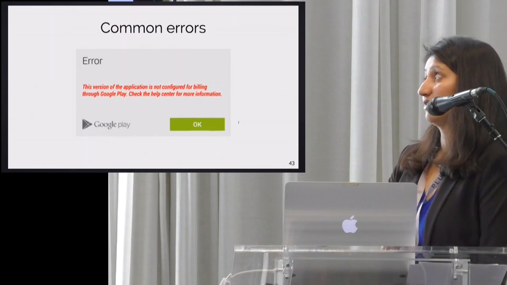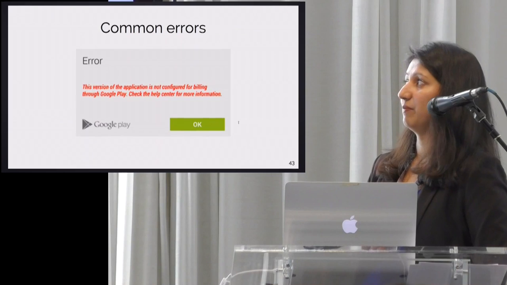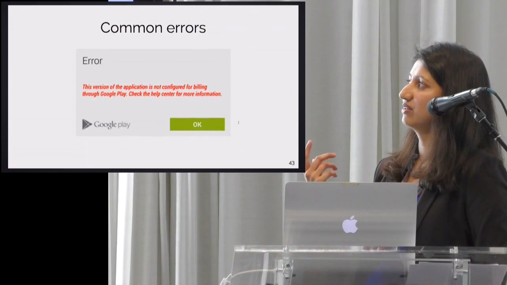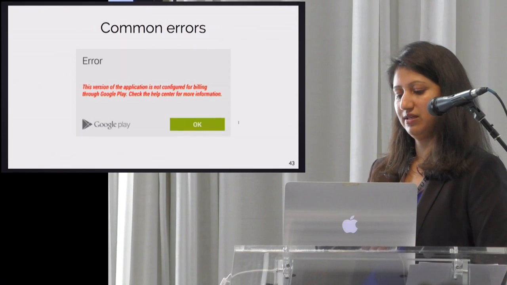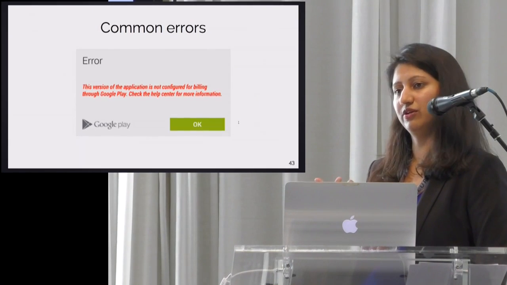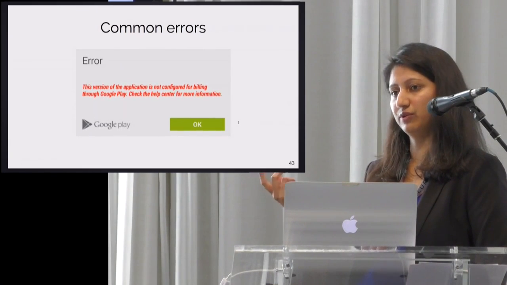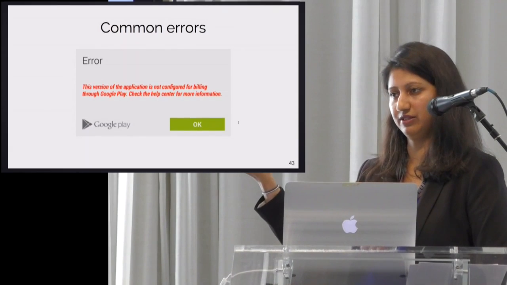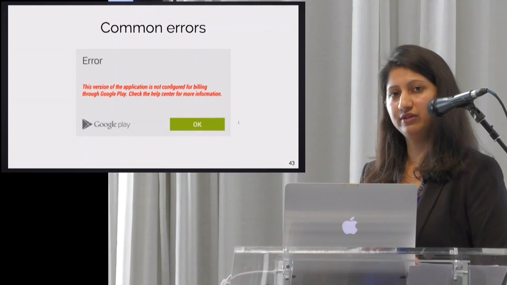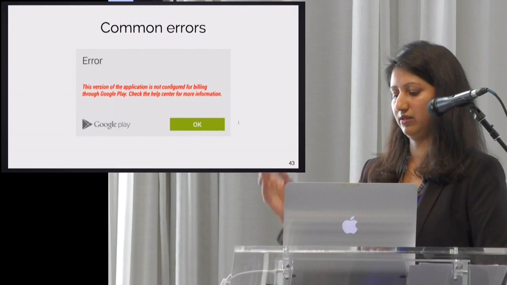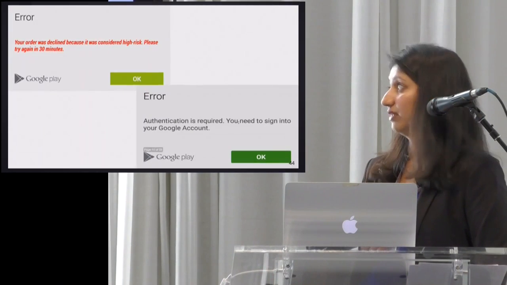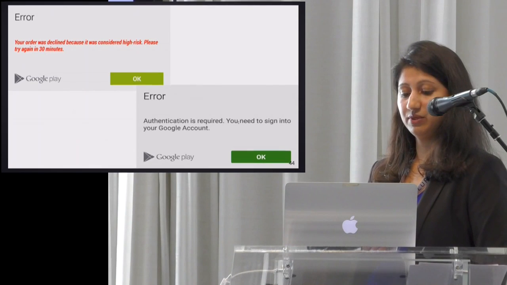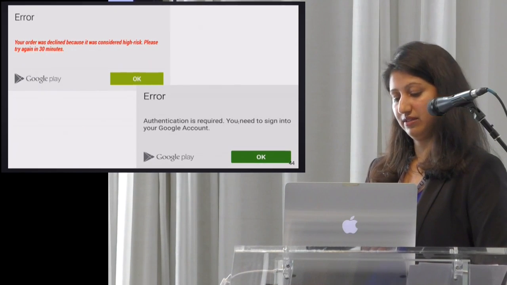Here are some of the common errors that you would see when you set up in-app billing. The first one is "this version of the application is not configured for billing through Google Play," which means that the version you're testing on your device is probably different from the version that you have uploaded on the alpha or beta channel. So if you have 1.1 on your device, make sure you have 1.1 up there on your alpha or beta channel.